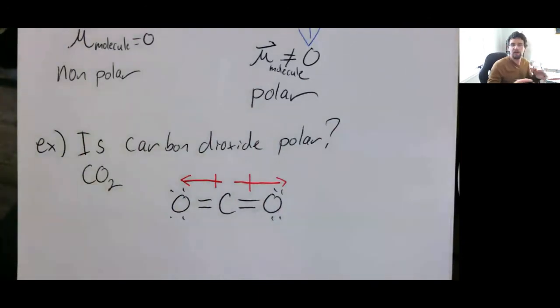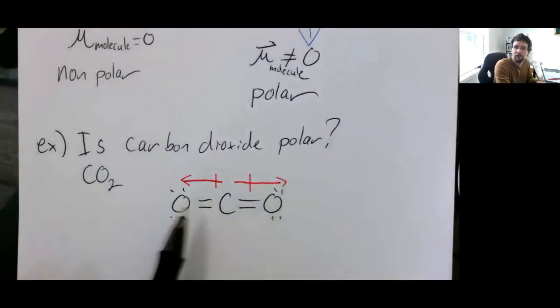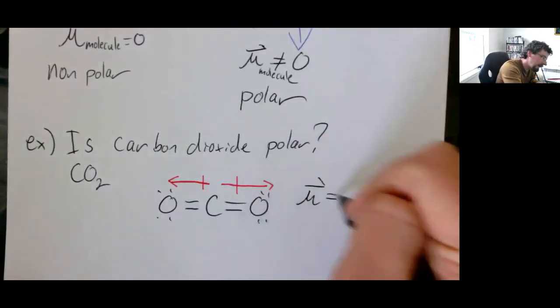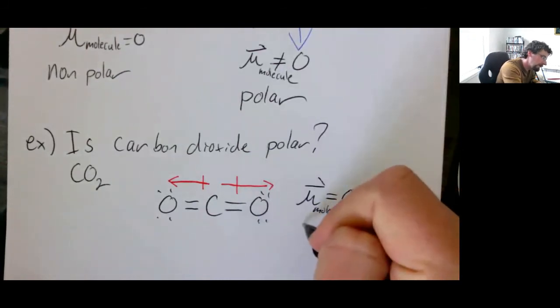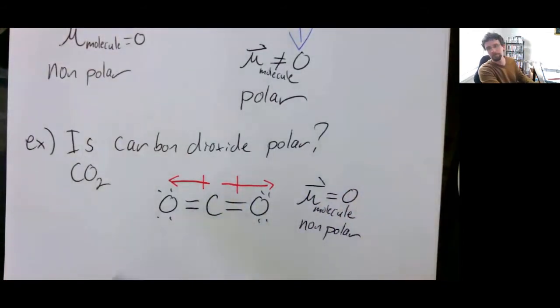Now we have to consider the three-dimensional shape of this compound. We know that this is a linear compound. So we know that these bonds are 180 degrees away from one another. They're equal and opposing. So this compound will not have an overall dipole moment, meaning it's nonpolar. Great.